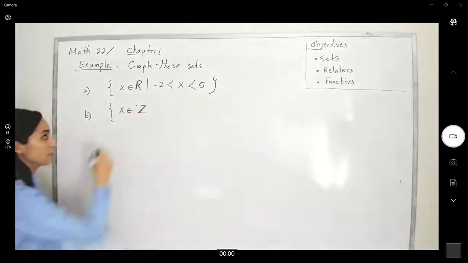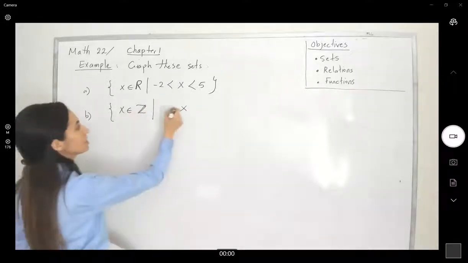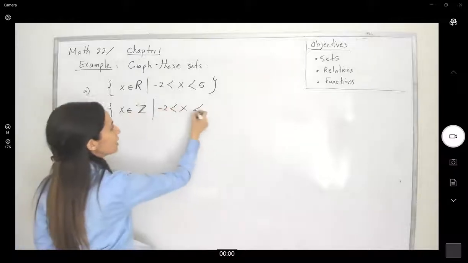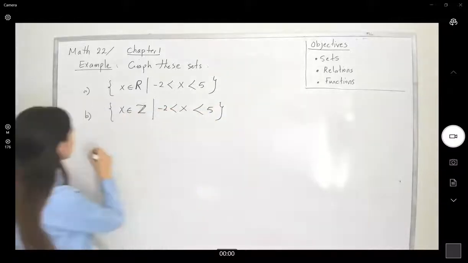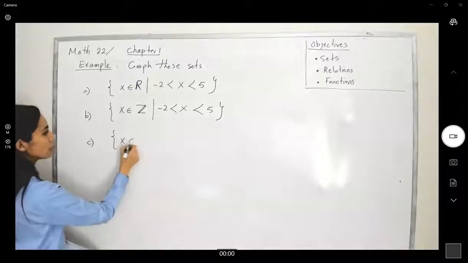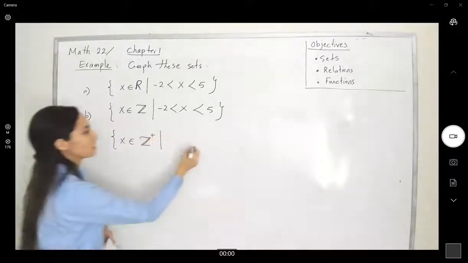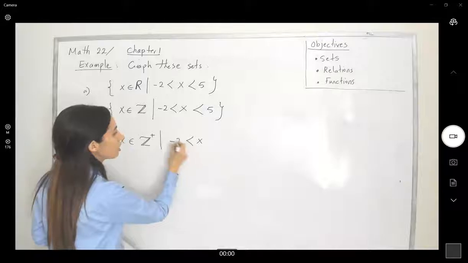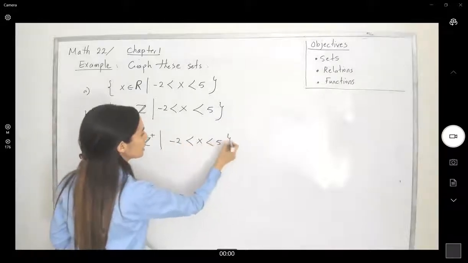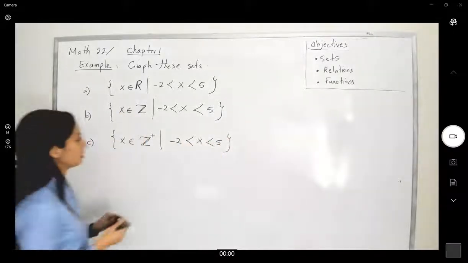The second one says, hey, now you have the set of all integers, such that x is bounded between -2 and 5. And C says, hey, let us work with positive integers with the condition that those positive integers are in between -2 and 5.